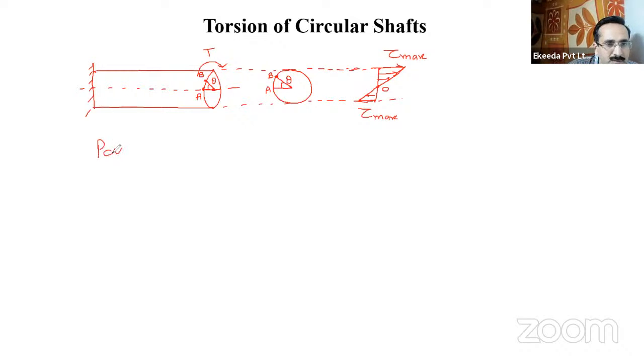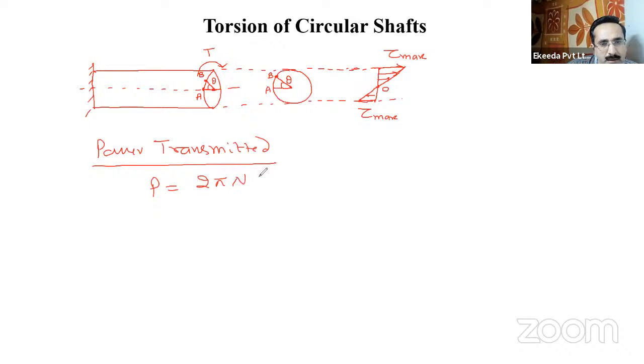So how much power is transmitted? Power transmitted P is given by 2 pi N T upon 60, right? Where N is the RPM of the shaft, right?